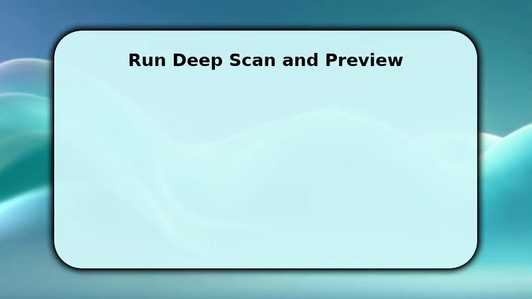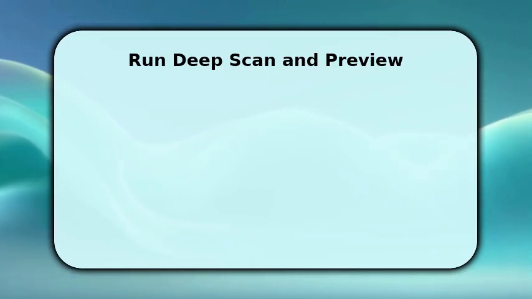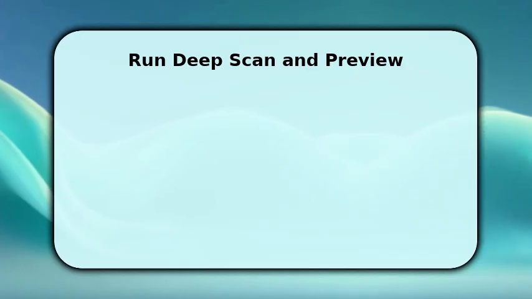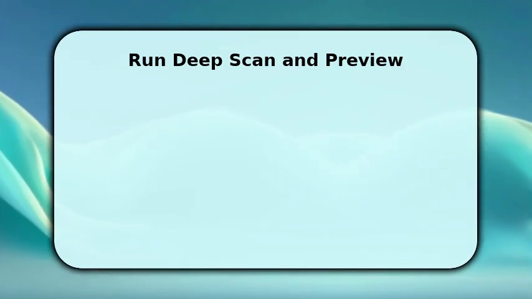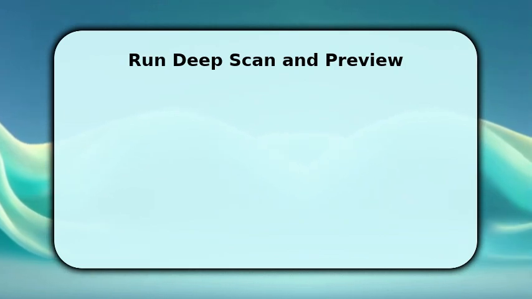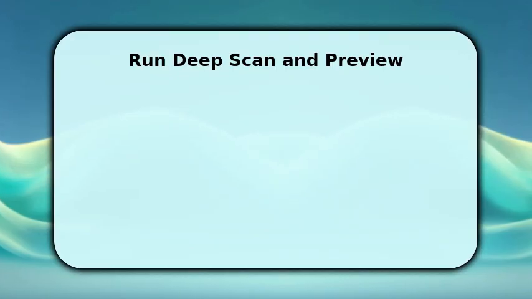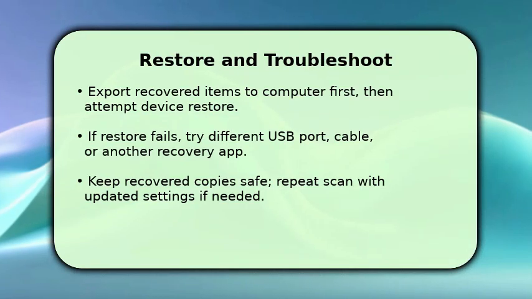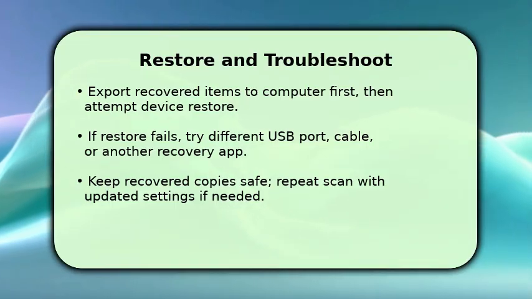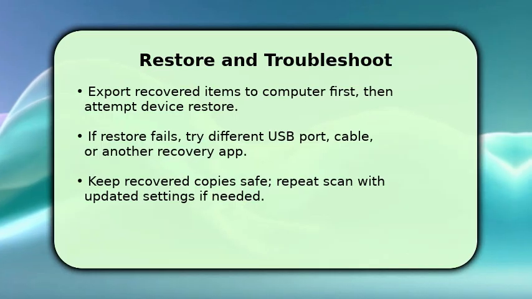After scanning, use the app's preview to inspect recoverable photos, messages, and contacts. Then selectively mark what you need. Restoring fewer items reduces conflicts and speeds up final recovery to your computer or back to the device. You should export recovered items to your computer first so you preserve raw files and avoid overwriting. Once backed up locally, try restoring selected data back to the iPhone using the app's restore feature.